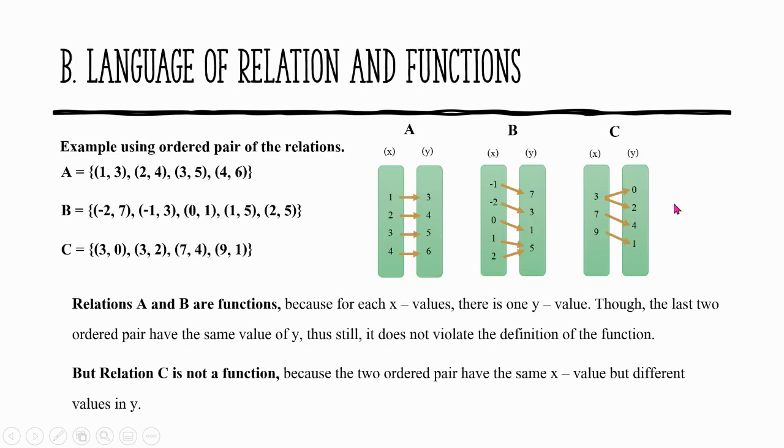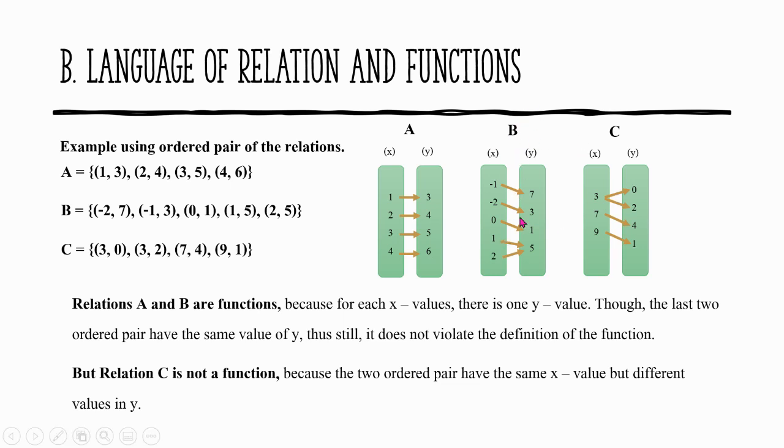Now let's identify if these sets are functions. To determine whether A and B are actually functions: they are functions. Why? Because for every value of your x here, your x contains only one value of y, which is your domain and your range. You have 1 to 3, 2 to 4, 3 to 5, 4 to 6.